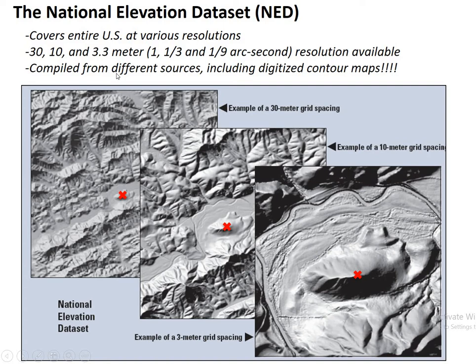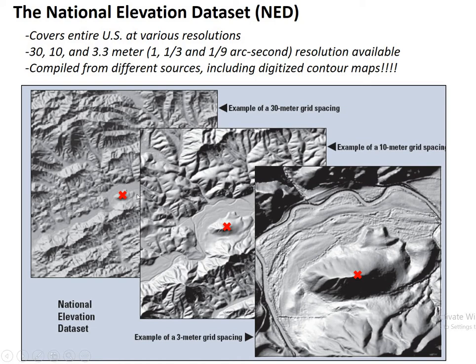And importantly, this NED data set is compiled from different sources. The coarser 30 meter and 10 meter are either derived from contour maps or from the SRTM data, and the finer grain stuff, the 3.3 meter, is usually derived from LiDAR.